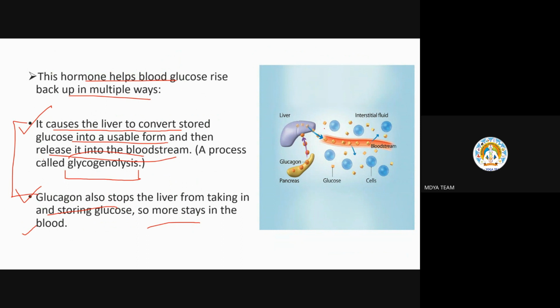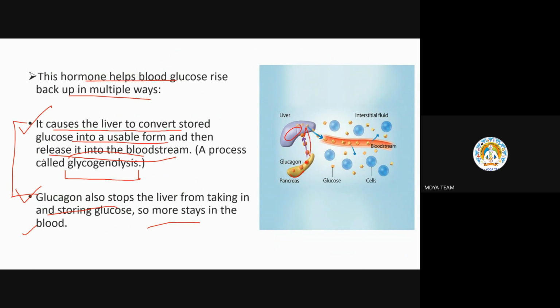In the diagram itself also you can understand this same thing, repeated two, three times. So in the diagram, what is happening? This is the liver, this is the pancreas. Two organs. Now glucagon is released from the pancreas gland, so it will go to the liver.